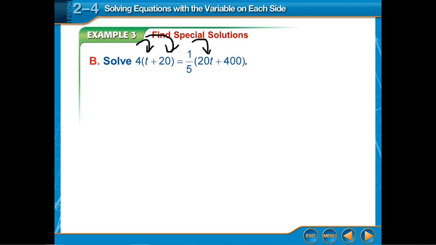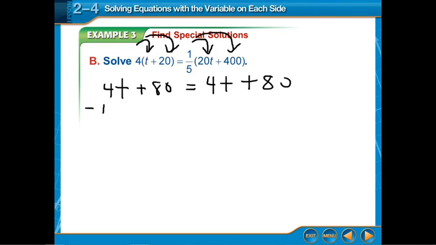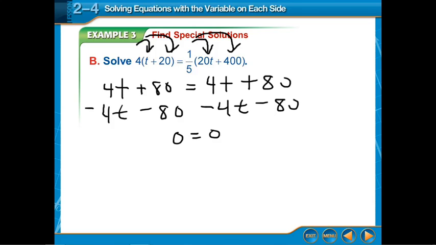And I'm going to do that on both sides. And I will get 4t plus 80 equals 4t plus 80. If I subtract 4t minus 80 from both sides of the equation, I will get 0 equals 0. And anytime you get 0 equals 0, it's an identity equation, and it's going to be true for all real numbers. So notice that the left-hand side is exactly the same as the right-hand side, and that's what we refer to as an identity equation.